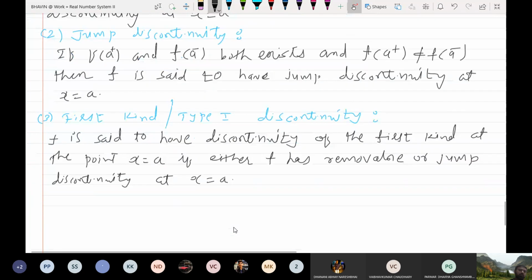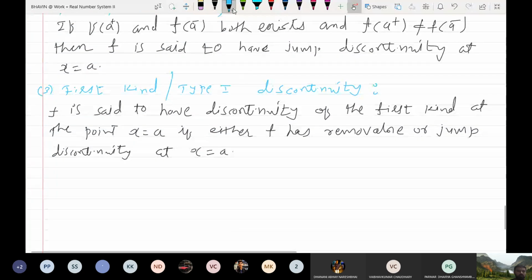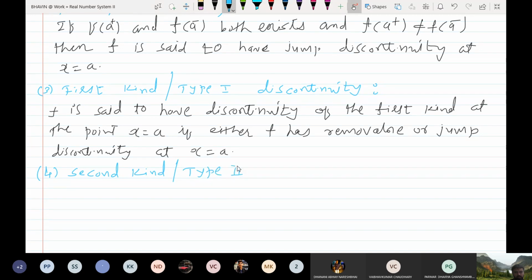So now let's define second kind discontinuity, or type 2 discontinuity. So if the discontinuity of f at the point a is not of the first kind.